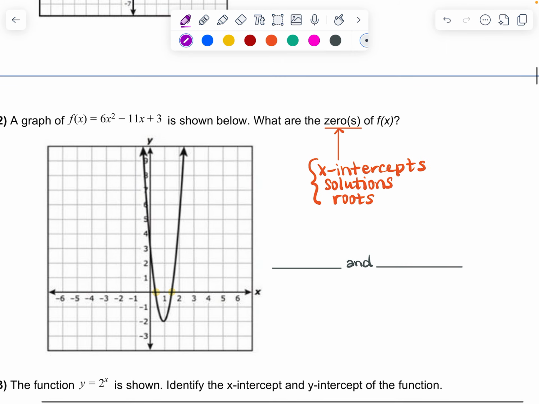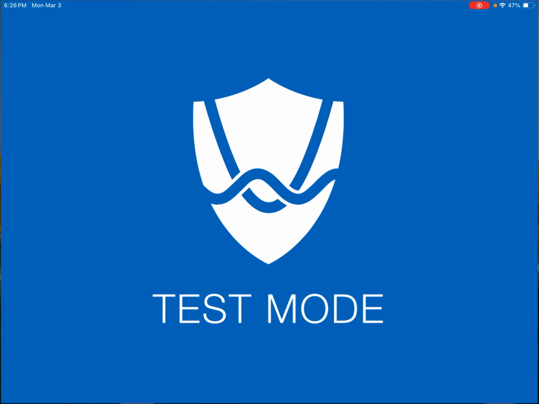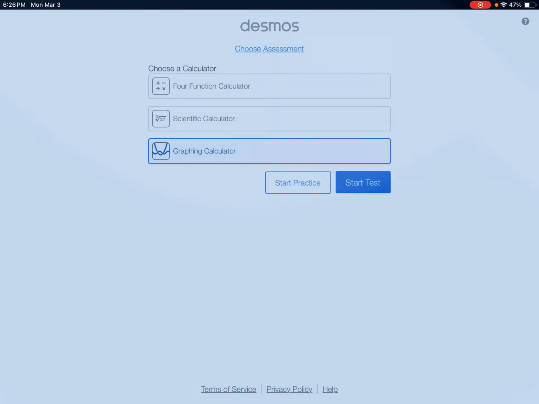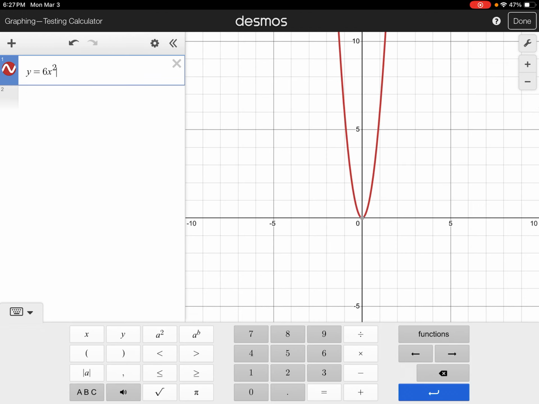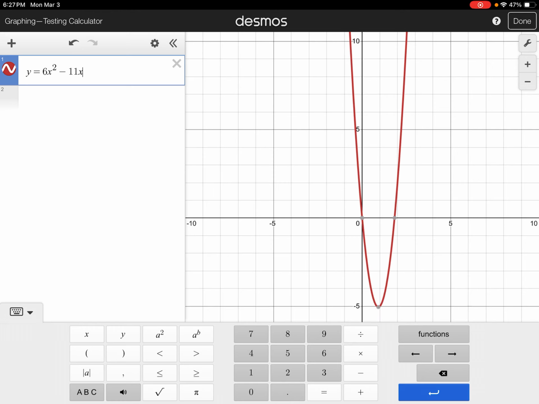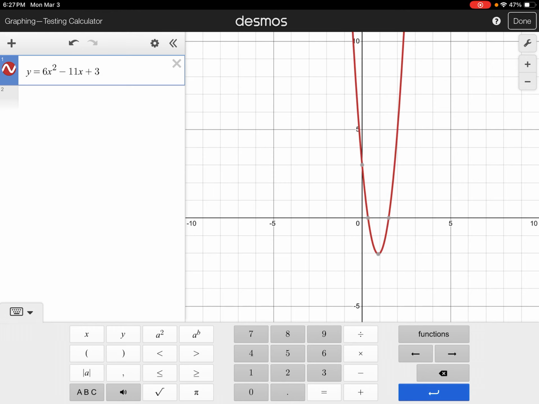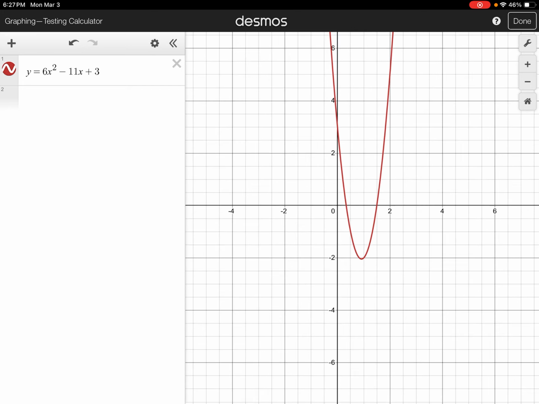Let's go use Desmos. Why not? You're given the function 6x squared minus 11x plus 3. Let's go throw that in there. Desmos. Here we go. It's thinking about opening. There we go. So I'm just going to type it in. y equals 6x squared minus 11x plus 3. And there's that exact same picture.